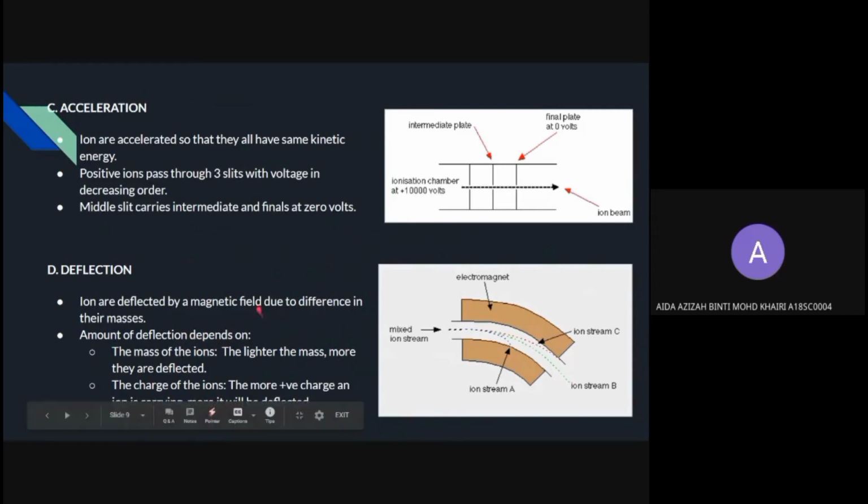In the diagram, we can see the ion stream A is most deflected, so it will contain ions with the smallest mass over charge ratio. Ion stream C is the least deflected, so it will contain ions with the greatest mass over charge ratio.